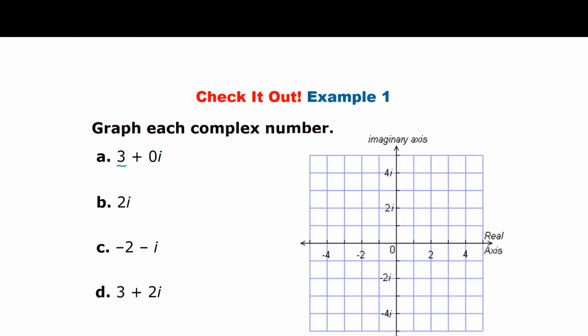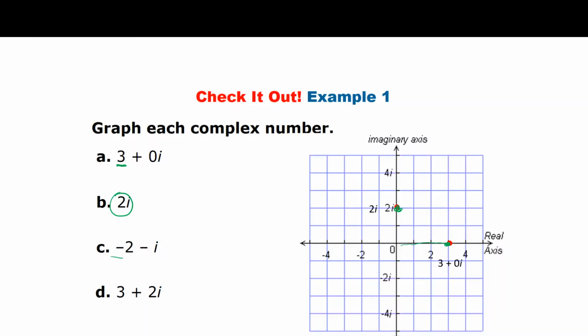Graph each complex number. So we have 3 on the real. So we're going to go over 3, 1, 2, 3. And then up 0 for the i. So our point's just going to stay right there. 3 plus 0i. The next one says 2i. So that means we're going to go across 0 plus 2 on the i-axis. So we're just going to end up here at our 2i.